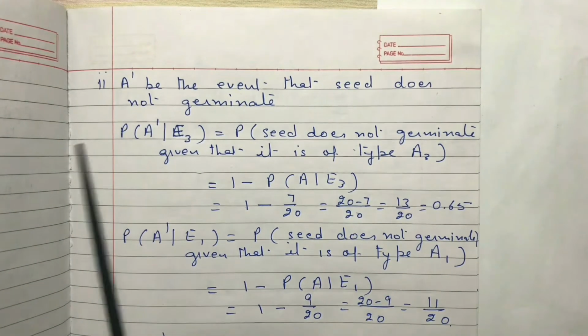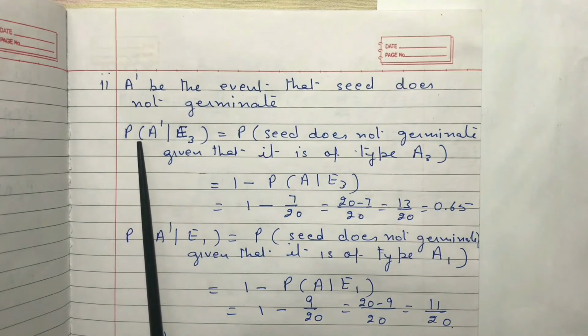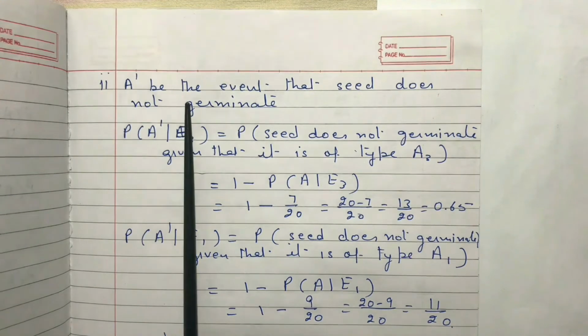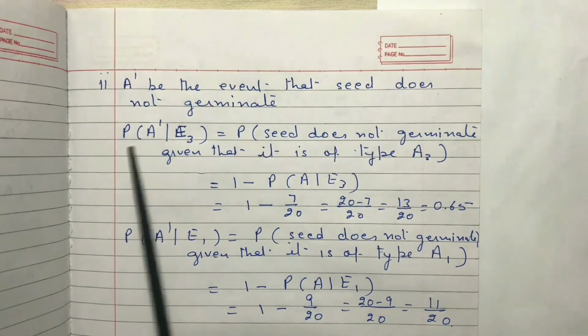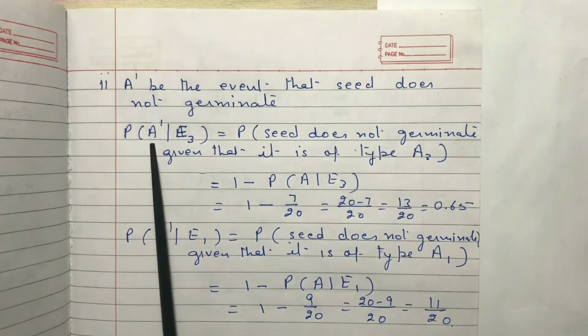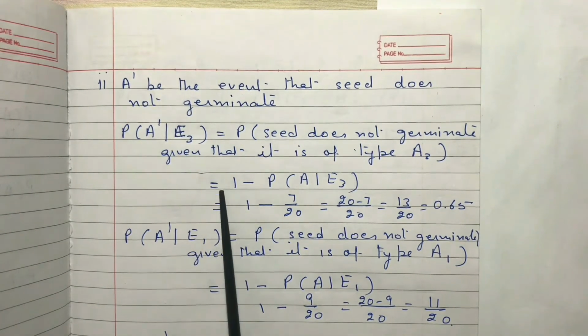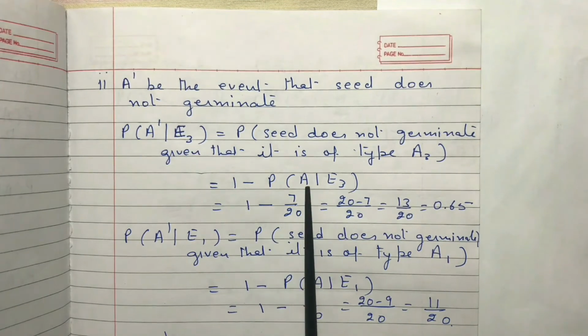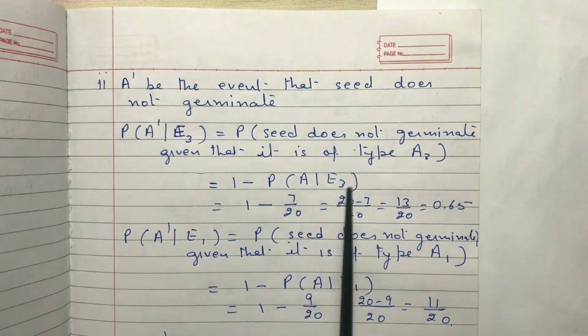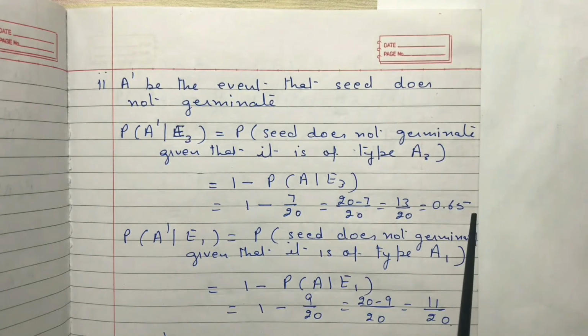Now we are to answer the second question. Now its second question is, we are to find the probability that seed doesn't germinate and it is of type A3. Now let A dash be the event that seed doesn't germinate. So probability of A dash given E3. We are to find probability seed doesn't germinate and it is of type A3. So this is equal to 1 minus probability seeds germinate, it's of type A3. So that is given 7/20. So 1 minus 7/20 is equal to 13/20, that is equal to 0.65.